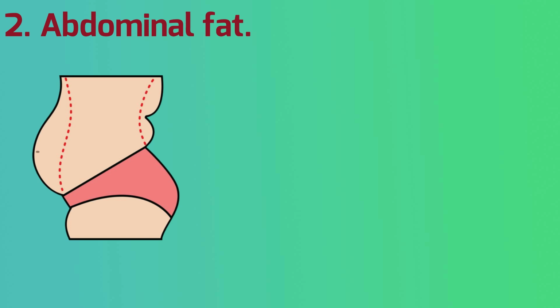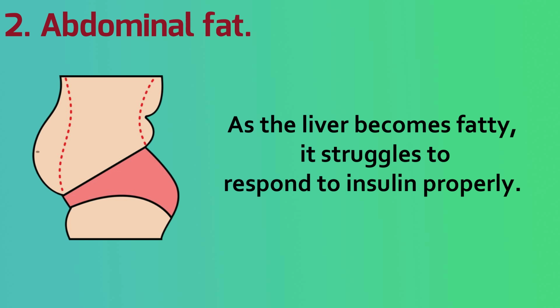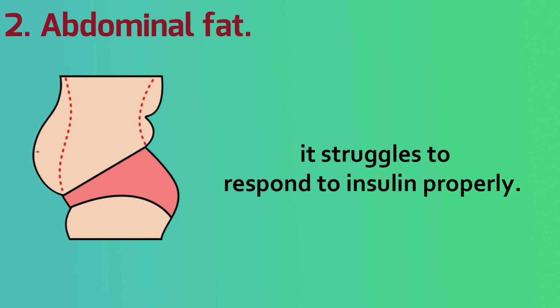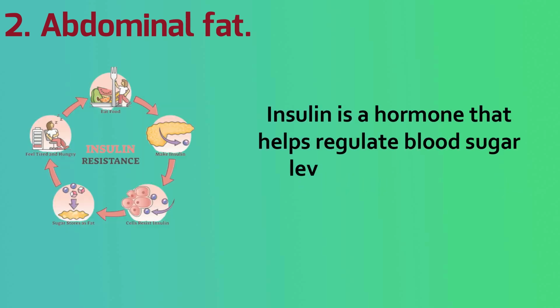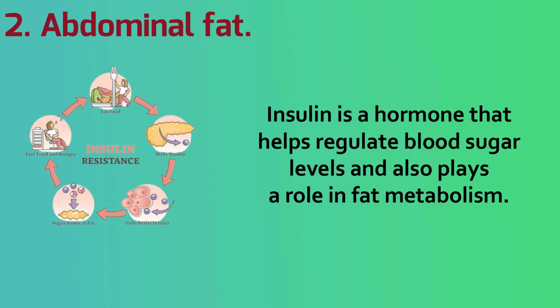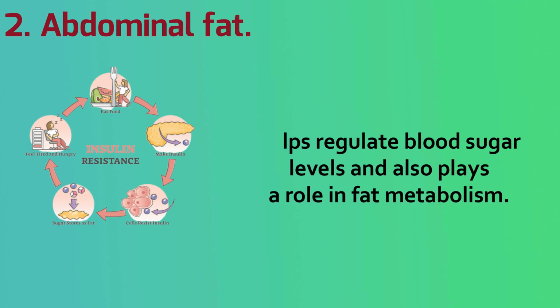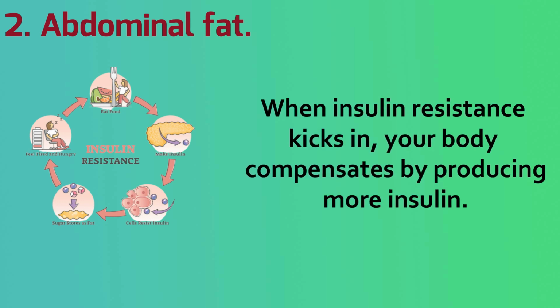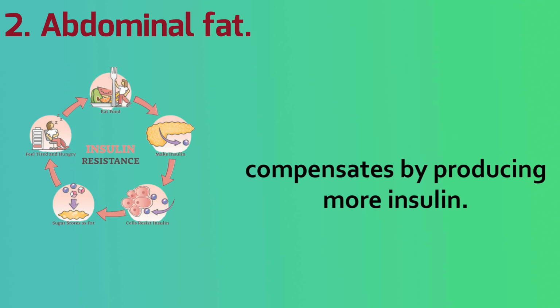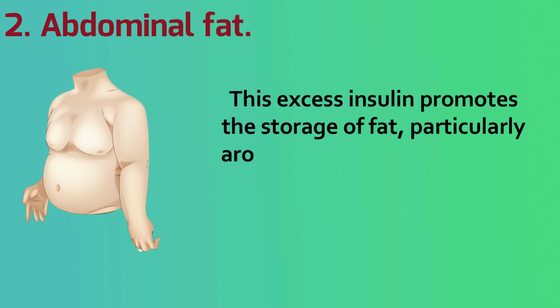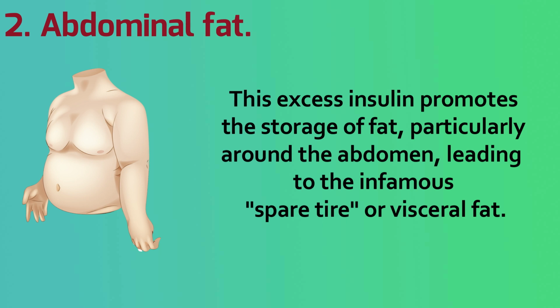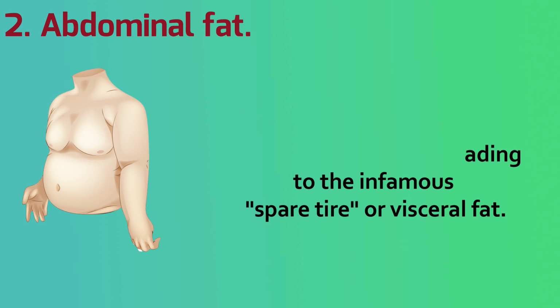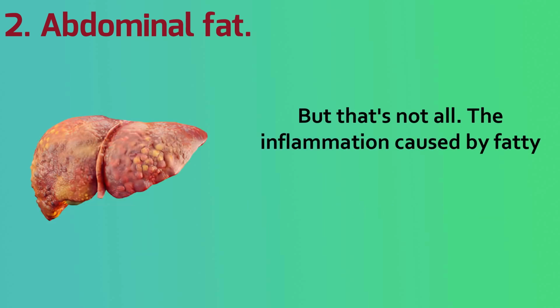Number 2. Abdominal fat. As the liver becomes fatty, it struggles to respond to insulin properly. Insulin is a hormone that helps regulate blood sugar levels and also plays a role in fat metabolism. When insulin resistance kicks in, your body compensates by producing more insulin. This excess insulin promotes the storage of fat, particularly around the abdomen, leading to the infamous spare tire or visceral fat. But that's not all.